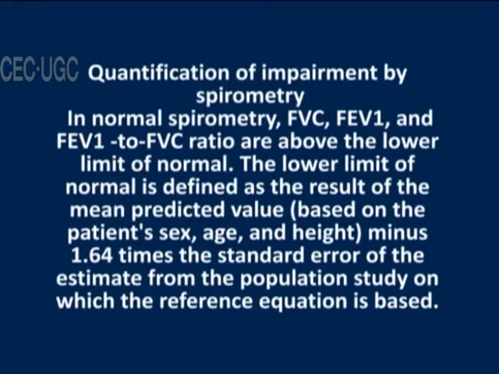Now, quantification of impairment by spirometry. In normal spirometry, FVC, FEV1 and FEV1 to FVC ratio are above the lower limit of normal. The lower limit of normal is defined as the mean predicted value based on the patient's sex, age and height minus 1.64 times the standard error of the estimate from the population study on which the reference equation is based.